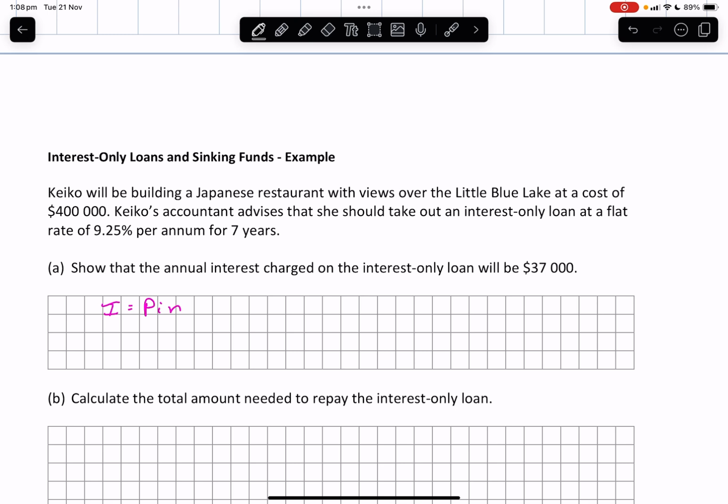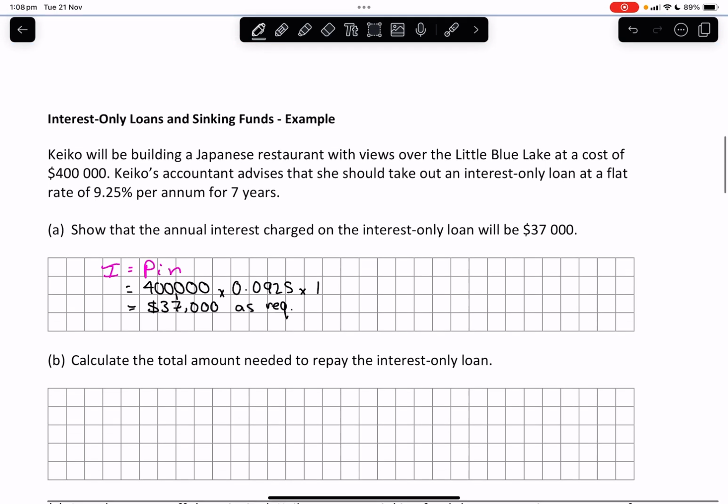So I've got my I P I N ready to go there. My principal value is $400,000. My interest is 9.25%, so as a decimal is 0.0925. And because we want 1 year, we times it by 1. Now that gives me exactly $37,000, so as required.